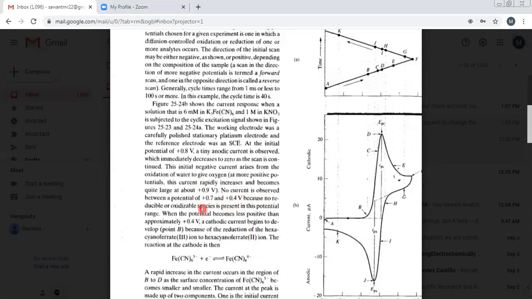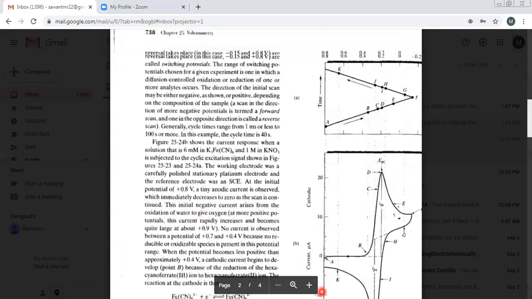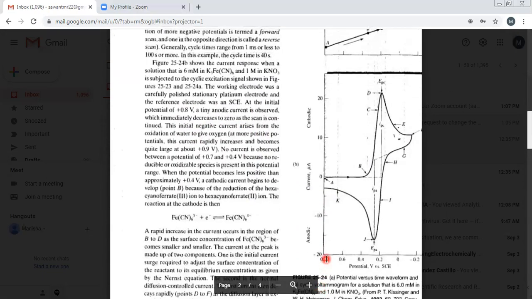So no current is observed between a potential of plus 0.7 volt to plus 0.4 volt. In this range, from plus 0.7 volt to plus 0.4 volt, there will be zero current, that is, no current in the system is recorded, because no reducible or oxidizable species is present in this potential range. In this range, there is no component available to the electrode surface that can get oxidized or reduced. So the applied potential range will not give any current; non-Faradaic processes will take place.